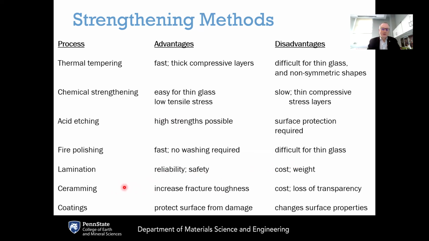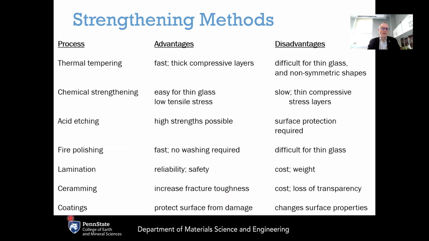Ceramming is another option. So take your glass and turn it into a glass ceramic by having controlled nucleation and growth of a crystalline microstructure. This is a really effective way to increase the fracture toughness of your glass by turning it into a glass ceramic. Disadvantages are the cost associated with the heat treatment that is required, and there is a potential loss of transparency if the crystals become of the same order length scale as the wavelength of visible light.